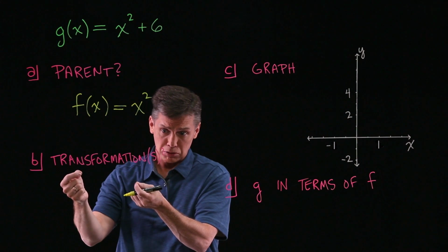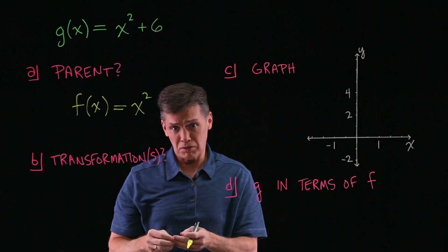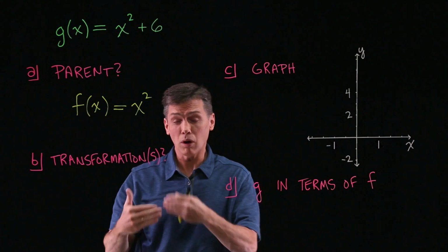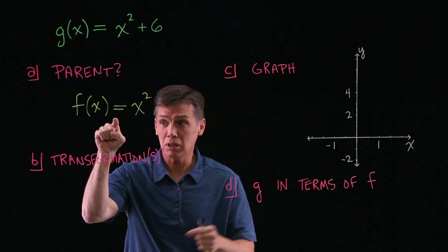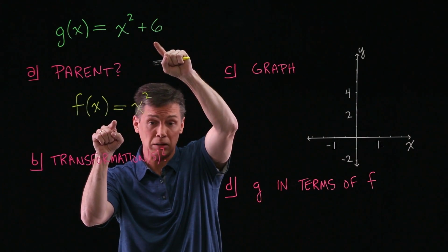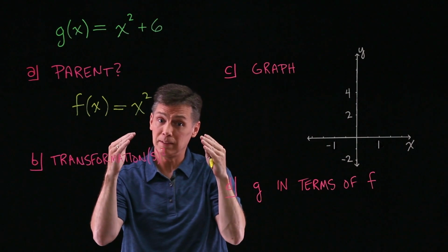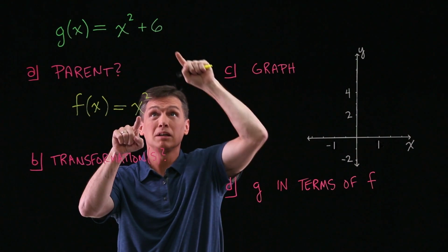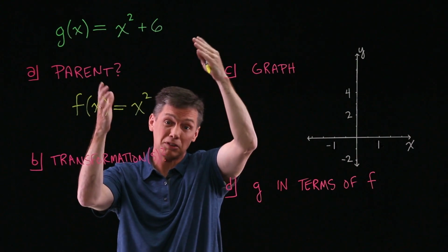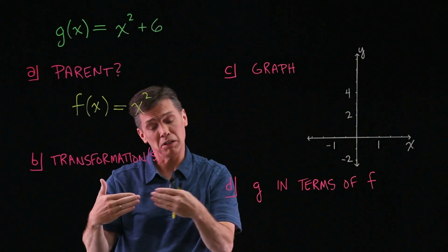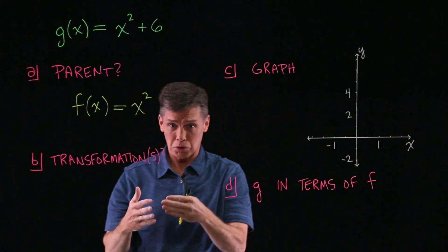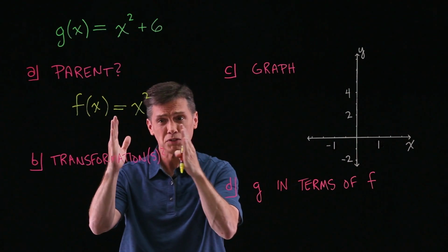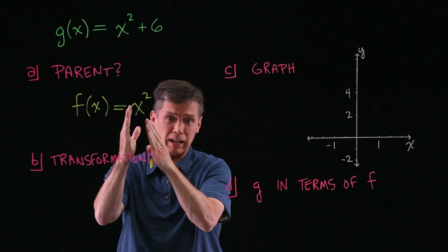Next, they're asking me for the transformation or transformations. In fact, they ask for the sequence of transformations. Now what we're looking at is what all would have been done to that parent function in order to get to this g of x that they gave us in the problem. Now you can see with mine, there's not too much that they did. In order to get from x squared to x squared plus 6, they just added 6. But again, as you're getting into some of the more involved expressions, since they said sequence of transformations, always start as far in as you can, so as close to the x as you can.